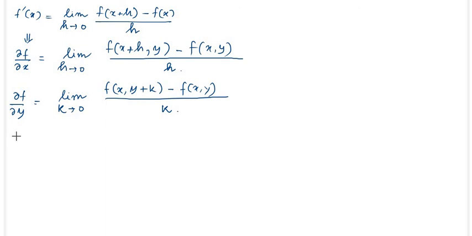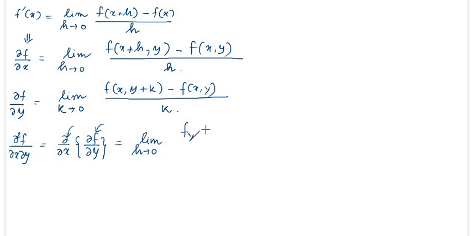Similarly, we could have defined the second order partial derivatives. For example, say del 2 f by del x del y. This is nothing but del by del x of del f by del y. Now we know how to find the value of del f by del y. So we'll find the value of del f by del y and then we'll operate del x again on that value. Note that del f by del x is also denoted like this, and del f by del y is also denoted like this.